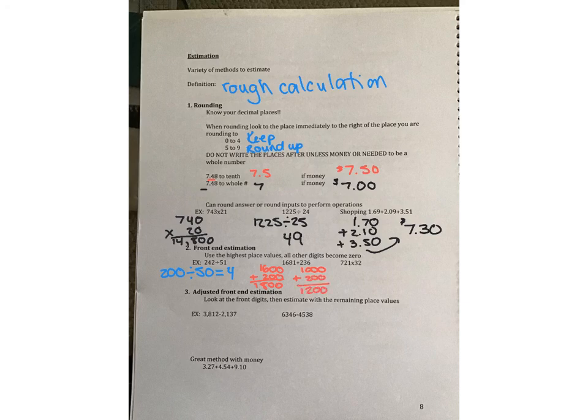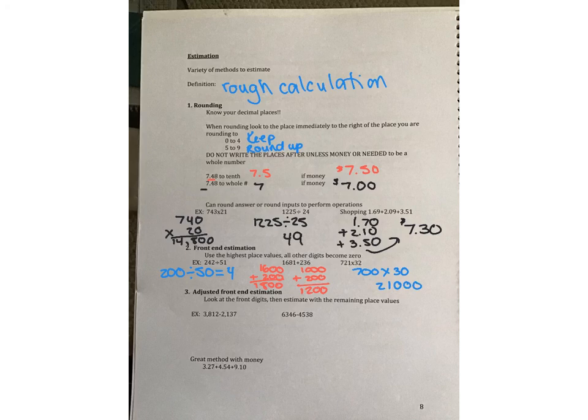So you notice that my estimated answers are very different. So the first one being a little bit more accurate. And then the last one, again using front end estimation, I would have 700 times 30. If I do that, I would end up with 21,000.